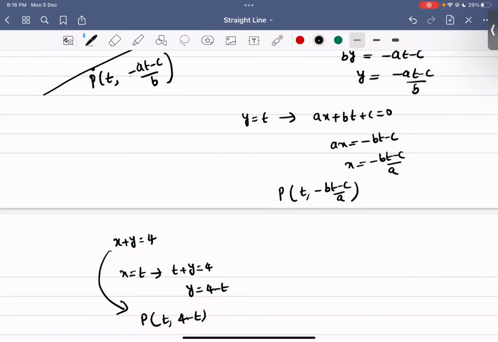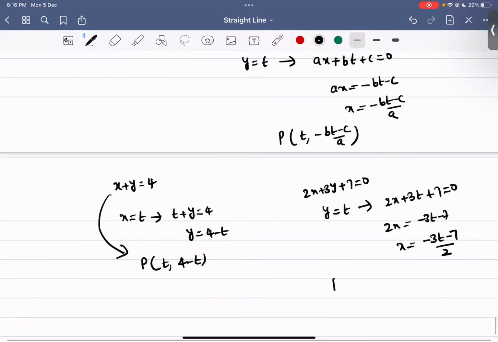Suppose the line is 2x plus 3y plus 7 is equal to 0. Then here, y equal to t I substitute. You can take x equal to t also. Therefore, 2x plus 3t plus 7 is equal to 0. Therefore, 2x equal to minus 3t minus 7. Therefore, x equal to what? Minus 3t minus 7 by 2. Therefore, the point will be what? P, x coordinate first, minus 3t minus 7 by 2.